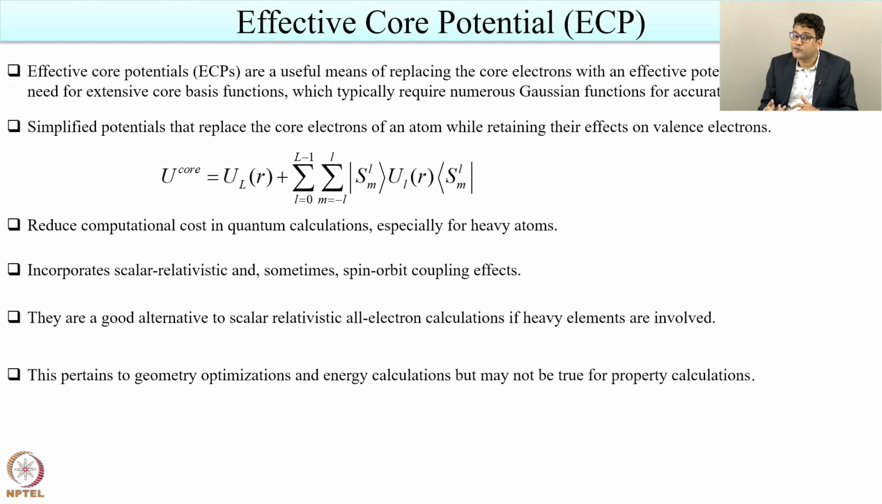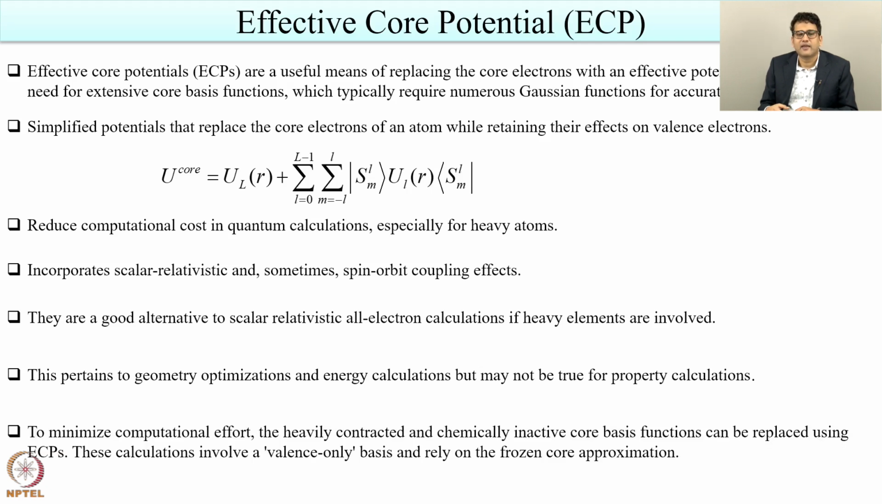They are very effective, especially for geometry optimization and energy calculation, but for properties where the contribution of core electrons is very important, the ECPs may not be so effective, and for that you have to use the so-called scalar relativistic all electron calculation, more expensive, but we will discuss some cases like that. And to minimize the computational effort, the heavily contracted and chemically inactive core basis functions can be replaced by ECPs, and these calculations are called valence only basis sets, and generally they rely on the frozen core approximation.